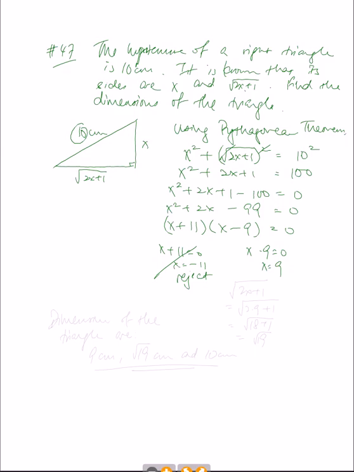So you want to know all the sides. So you know one of the sides is 9. The other side is square root of 2x plus 1. So it's going to be the square root of 2 times 9 plus 1, which is 18 plus 1, and that's the same as root 19. So what are the dimensions of the triangle? The dimensions of the triangle are 9 centimeters, root 19 centimeters, and 10 centimeters. So those are the three sides.